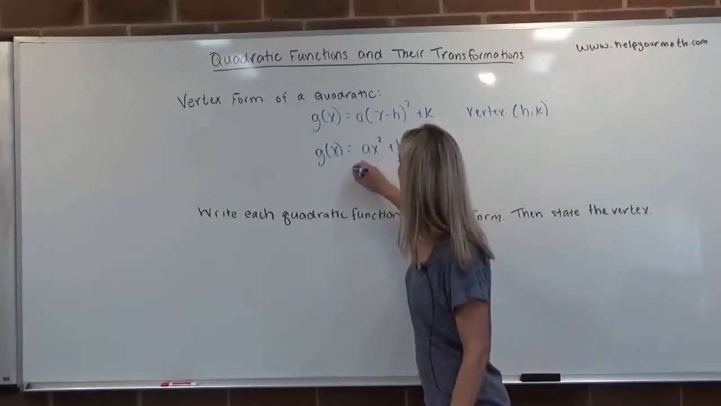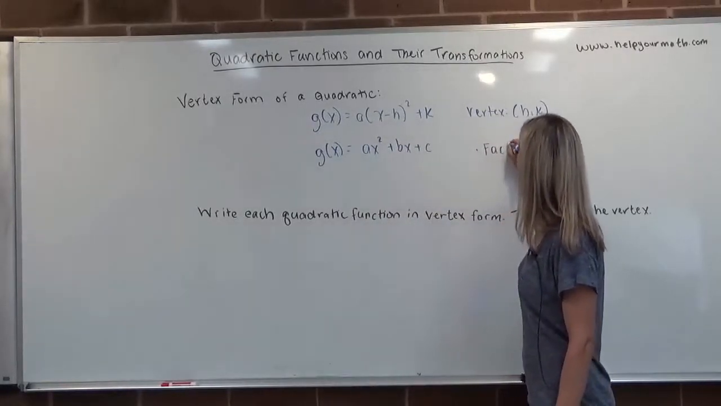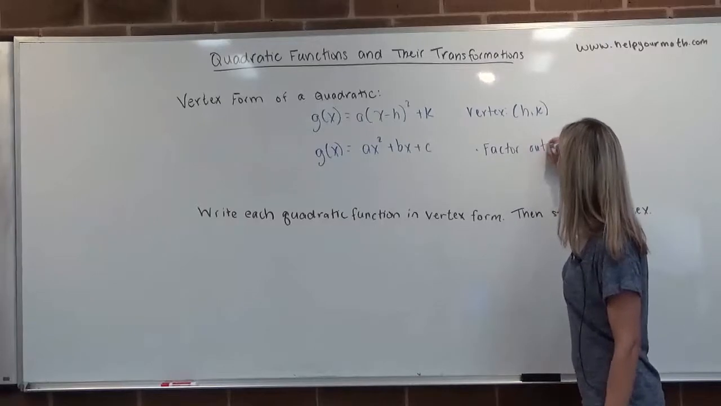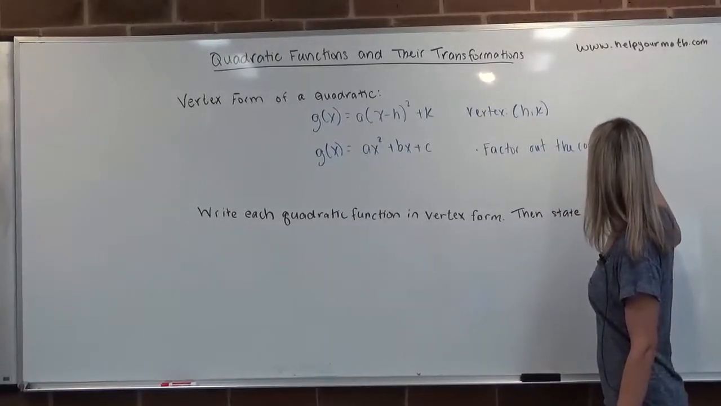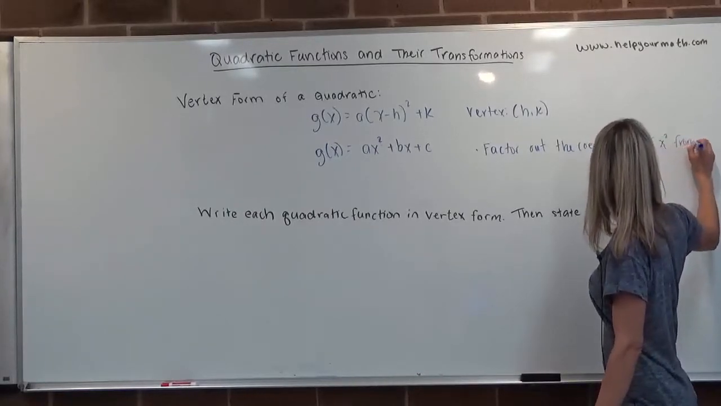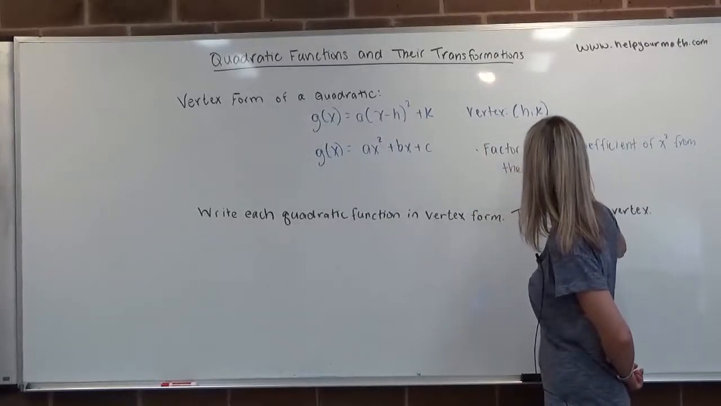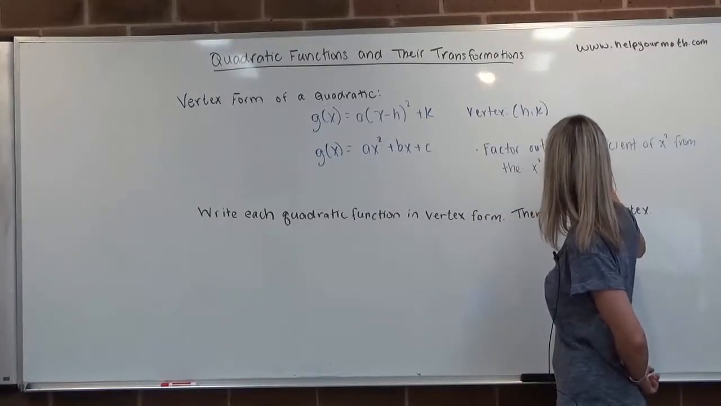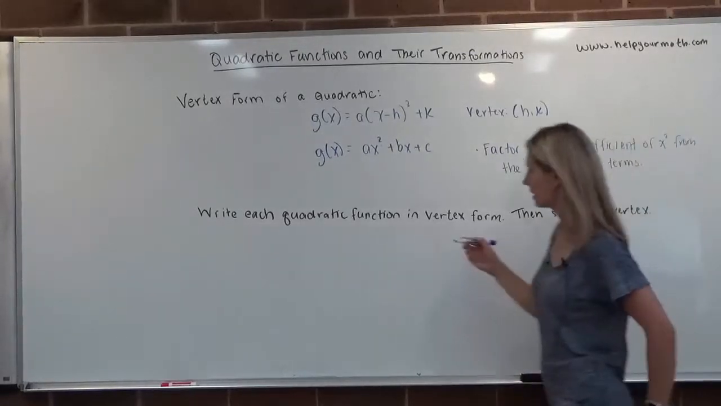So step one, I'm going to put it over here. Step one: factor out the coefficient of x squared from the x squared and the x terms. Okay, so that's what we would do first.